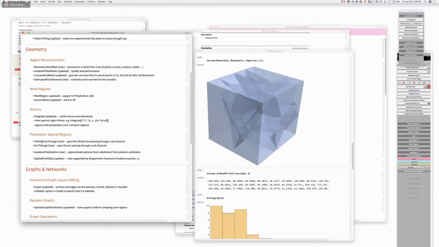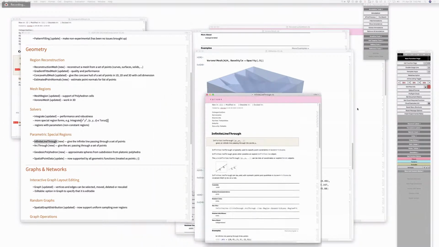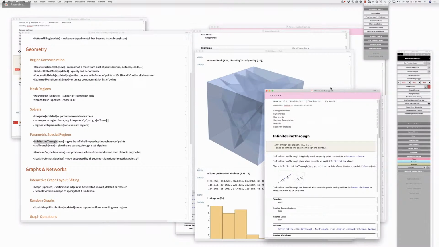Infinite line through. So we've had line through for a while, correct? No, we have infinite line, and these are coming from the synthetic geometry team, where they wanted to describe. They're used in the opposite way. They're used to provide constraints, because if you have more than 2 points, there's no guarantee that they are in a line at all. They say these are on a line. Okay, but what happens if I give non-collinear points? It returns unevaluated.